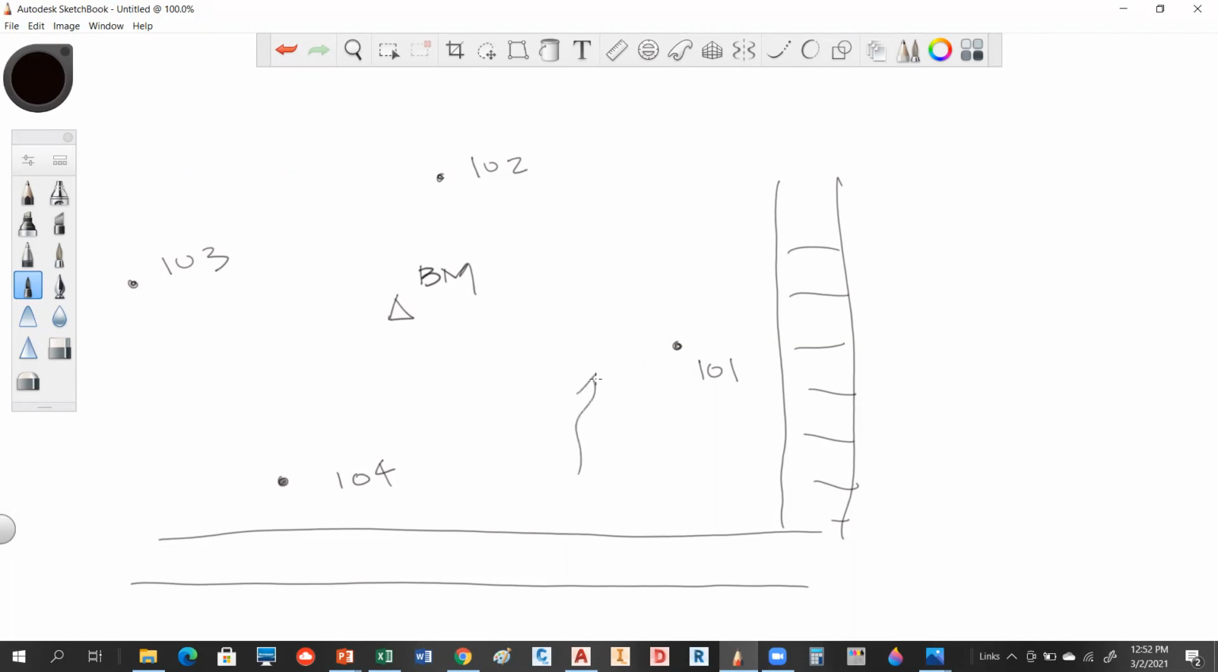So I'm going to have you start out at the bench, and you're going to run a loop from 101 to 102 to 103 to 104, and then back to the bench. So you'll start here, work it to here, work it here, work it back, and then come back, and that'll be a closed loop. Now, if we're running out of time, what I might do instead is have you just go from 101 to 104 to 103 and then back. So we may just skip that one if we don't have time.